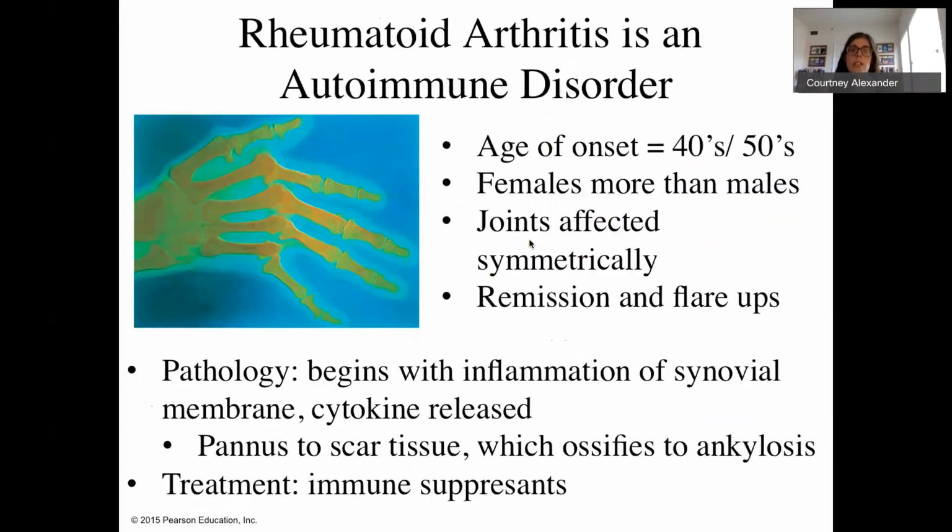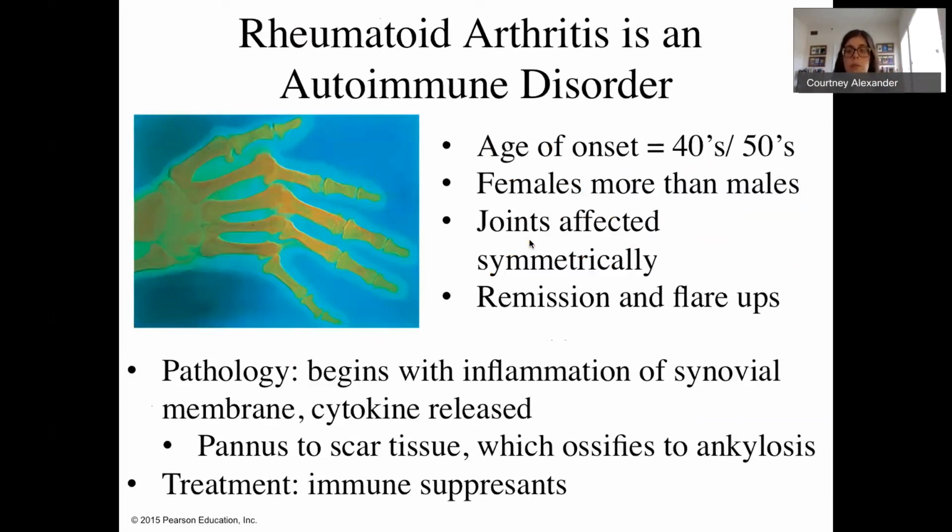Rheumatoid arthritis is an autoimmune disorder. So the age of onset is a little younger. It's our 40s and 50s. And like all autoimmune disorders, women are more affected than men. And the interesting thing about rheumatoid arthritis is that it affects joints symmetrically. So if you feel it in your elbow, you'll typically feel it in both elbows.